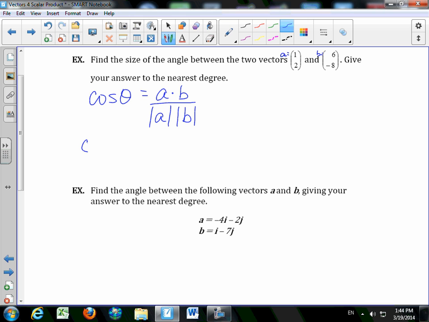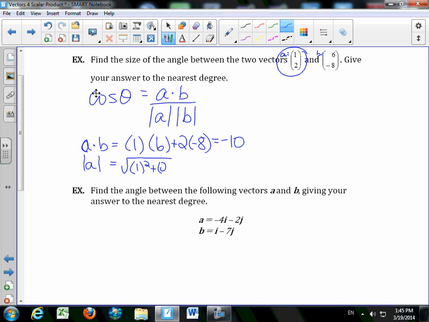So A dot B is the scalar product. That's going to be 1 times 6 plus 2 times -8, which is 6 minus 16, or -10. The bottom, to find the length of A, we take this vector here, square both parts, add them up, and square root. So it's the square root of 1 squared plus 2 squared, which equals the square root of 5.